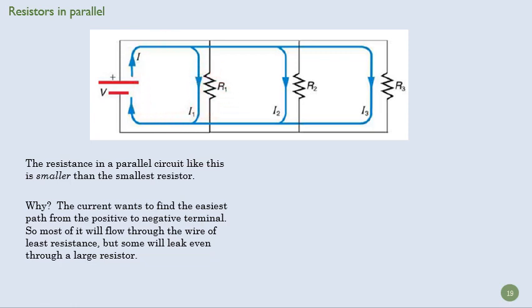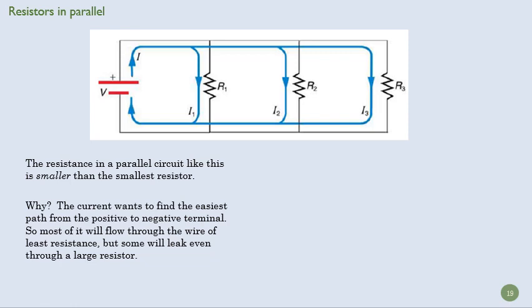But if these aren't totally huge, if they're not much, much bigger than this, then I'm going to get that same circuit as if this was a 10 ohm circuit, plus some leakage through here, right? There's going to be some flow through there. So in other words, the overall resistance is going to be less than that 10 ohms, right? Because I'm also going to have some flow through there. And that means that my overall resistance is smaller than the smallest resistor.